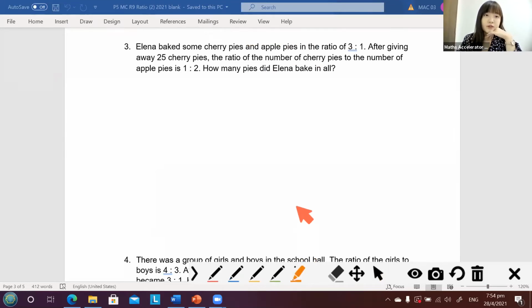Alright. Okay, so question 3: Alina baked some cherry pies and apple pies in a ratio 3 to 1. So C to A here. After giving away 25 cherry pies, the ratio of the number of cherry pies to the number of apple pies is 1 to 2, which means it is still C to A. How many pies did Alina bake in all?